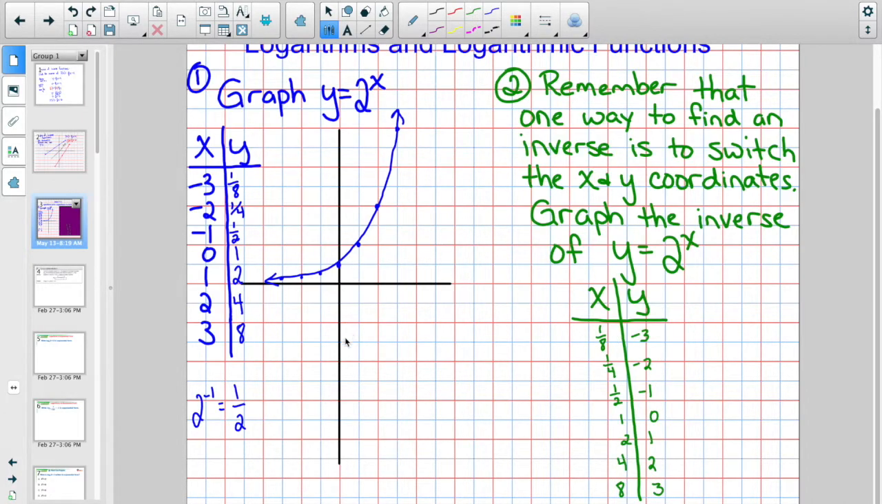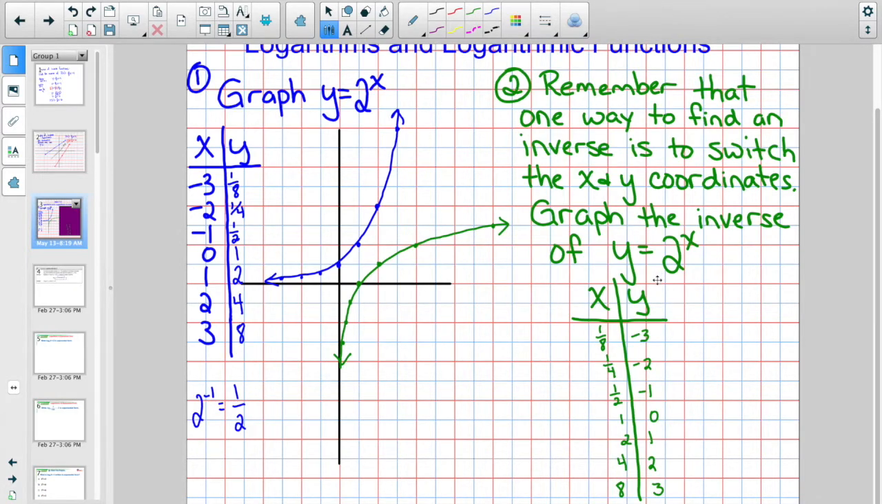So 1/8, negative 3, 1/4, negative 2, 1/2, negative 1, 1, 0, 2, 1, 4, 2, and 8, 3. And I'm going to draw this one in. And this is my inverse.